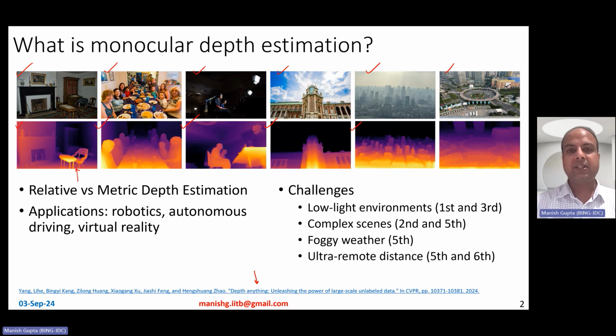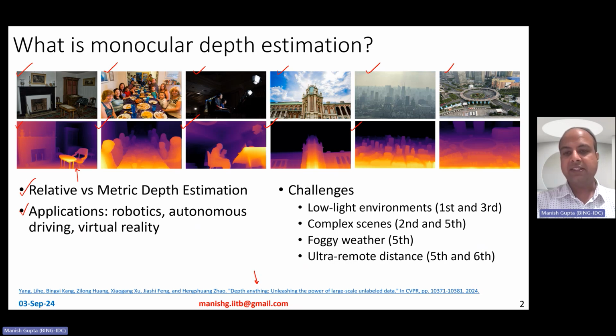Now, depth estimation can be solved in 2 ways: relative depth estimation or metric depth estimation. Relative just tries to figure out relative distances between pixels in the image, while metric depth estimation tries to figure out exact depth, in meters typically. It has several applications in robotics, autonomous driving, and virtual reality.